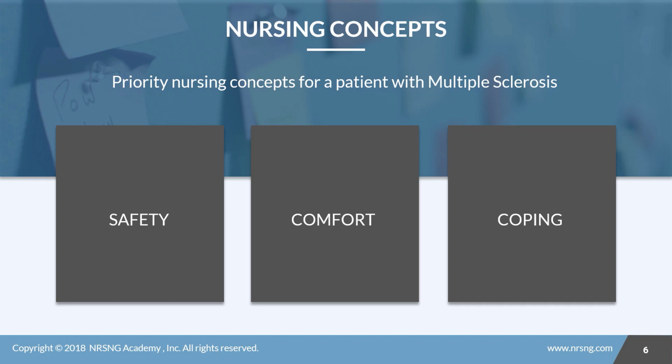So priority nursing concepts for a patient with MS are safety, comfort, and coping. Of course, we can't do much about what's going on with the patient's nerves, but we can keep them safe from injury, especially falls and burns like we talked about. We can keep them comfortable, keep them independent, and we can help them find some coping strategies to help them manage their disease. Make sure you check out the care plan attached to this lesson for more details.